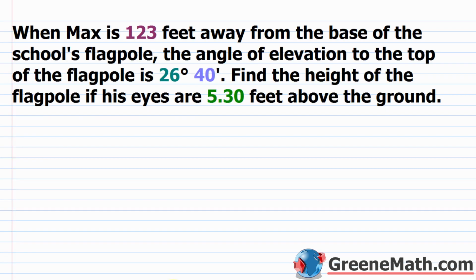All right, let's look at a little word problem now. When Max is 123 feet away from the base of the school's flagpole, the angle of elevation to the top of the flagpole is 26 degrees 40 minutes. We want to find the height of the flagpole if his eyes are 5.30 feet above the ground. When you first see problems that involve the angle of elevation or the angle of depression, it's a little bit confusing. What you want to do to clarify things is always draw a little picture. So that's what I've done here.